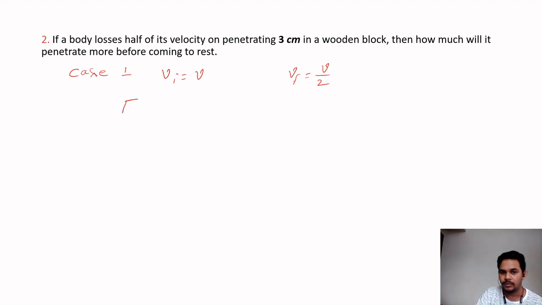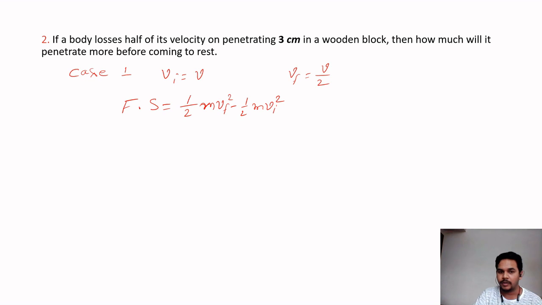So if I write force into displacement, that is the work done by force, and this force will be exerted by the wooden block on this body. So force into displacement will be equal to the change in kinetic energy: half m v final square minus half m v initial square.